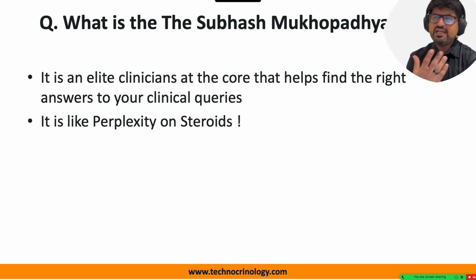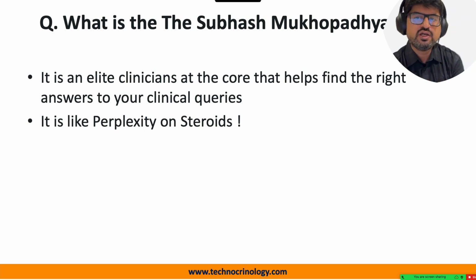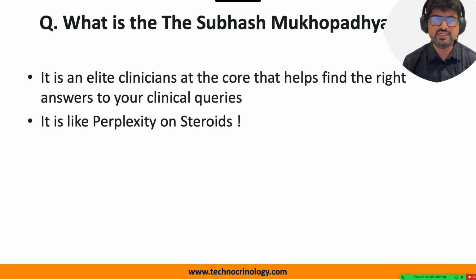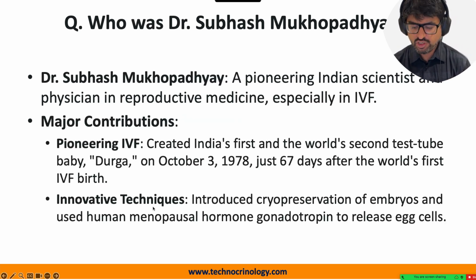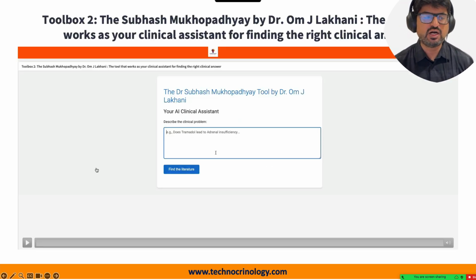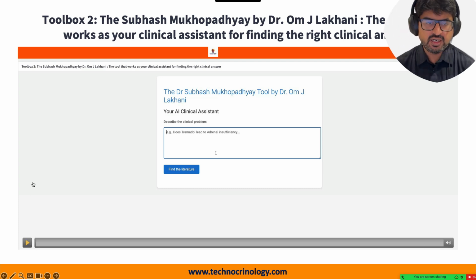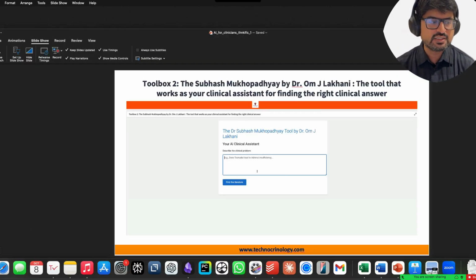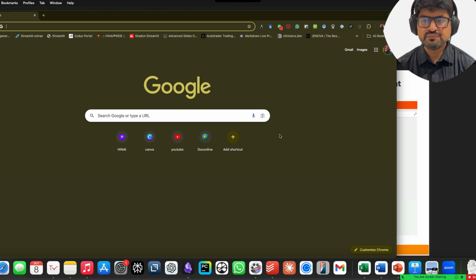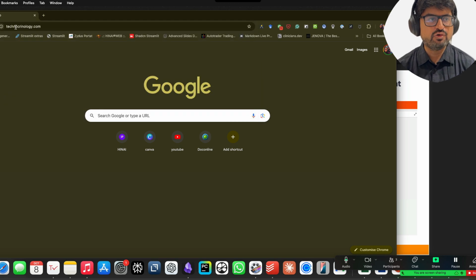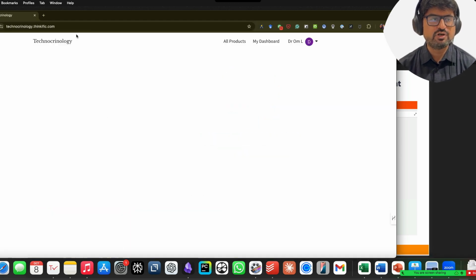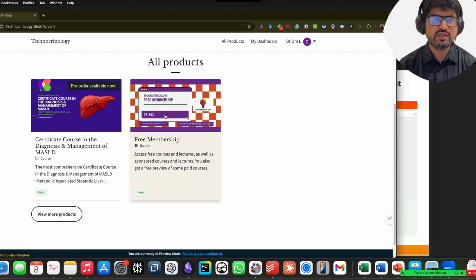It's basically an elite clinician at the core, and it helps to find the right answers for the right queries. It's basically like Perplexity, but for the medical use case, on steroids, right? So we all know Subhash Mukhopadhyay. I already discussed this. So how do you use this tool? You need to go to technochronology.com, and this is what it will look like.